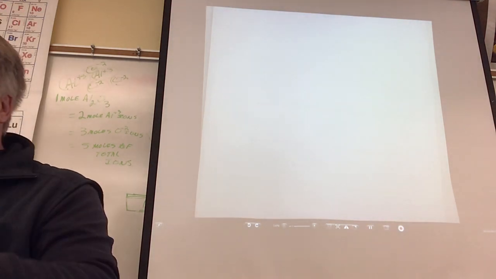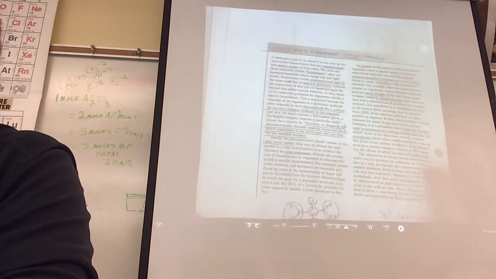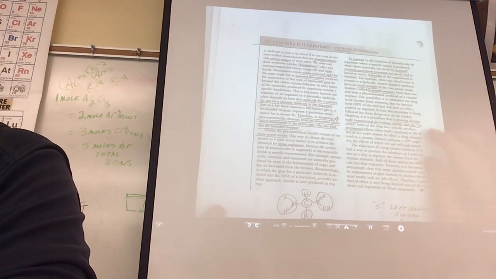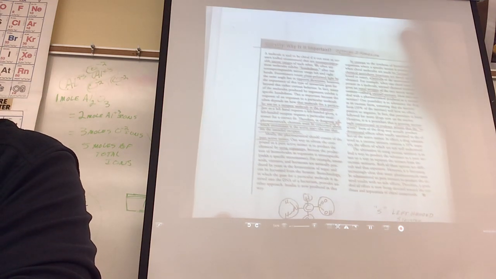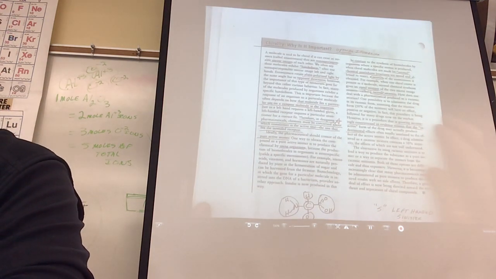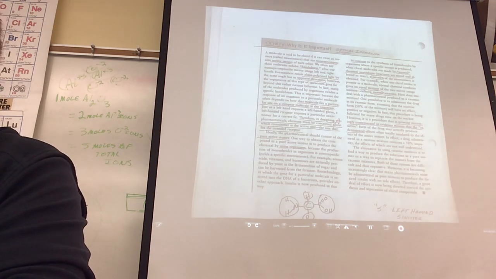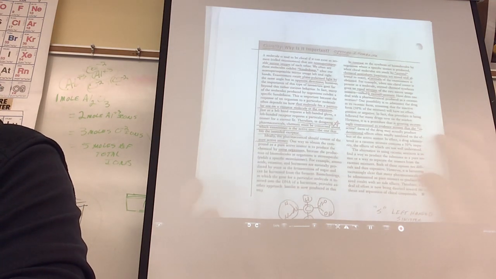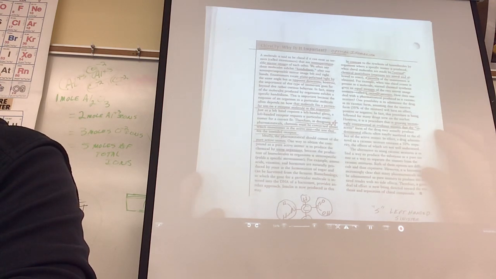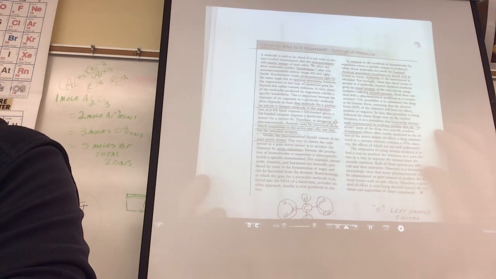If you turn this page over, it says chirality. Why is it important? This is called optical isomerism. Right now, the only thing you know about is structural isomers. These are called optical isomers. A molecule is said to be chiral if it can exist as isomers called enantiomers, which are non-superimposable mirror images of each other. We often say these molecules exhibit handedness, like the non-superimposable mirror images of left and right hands.